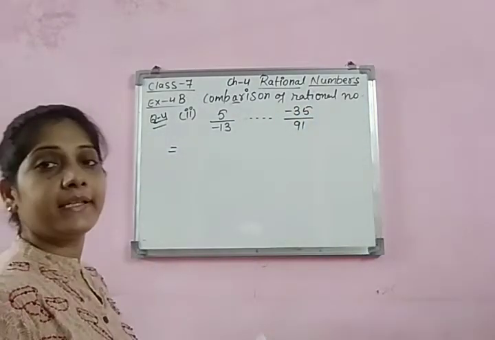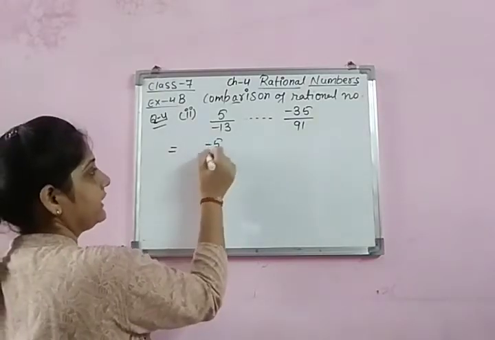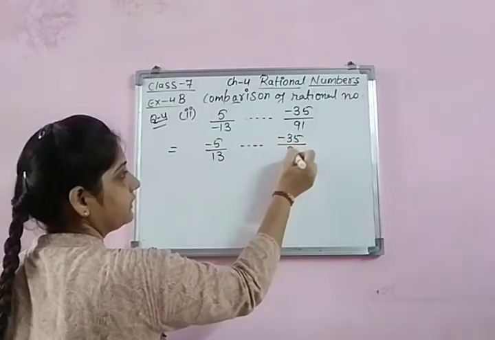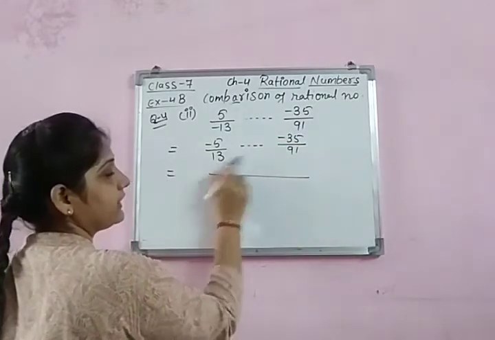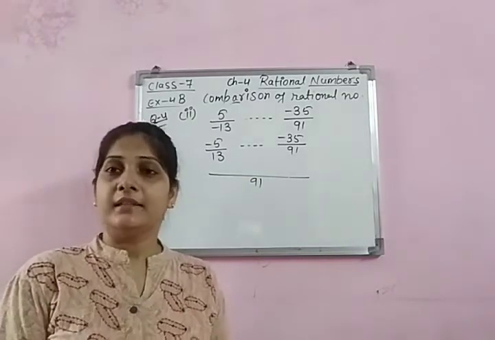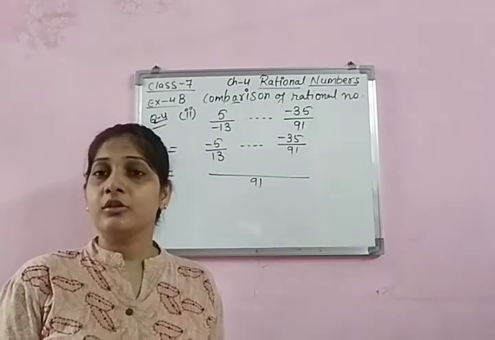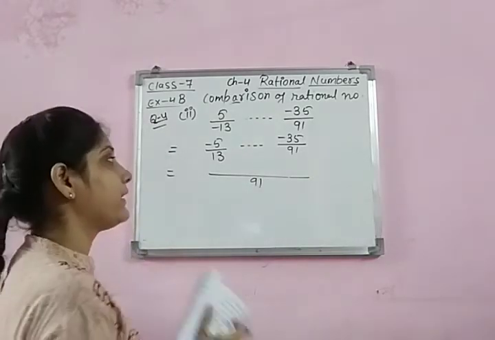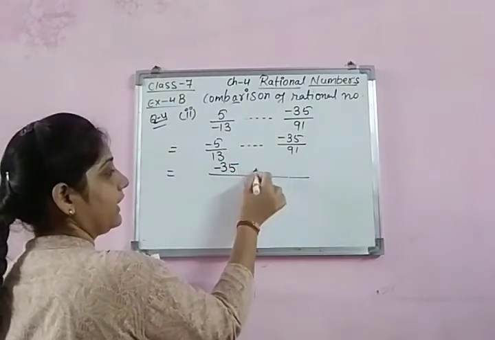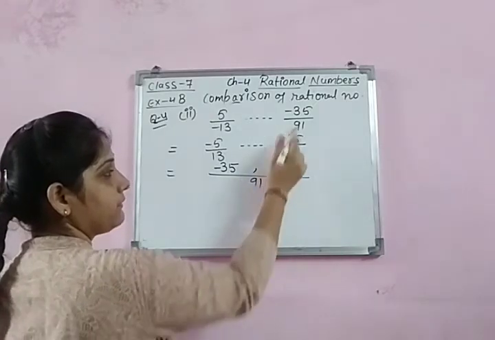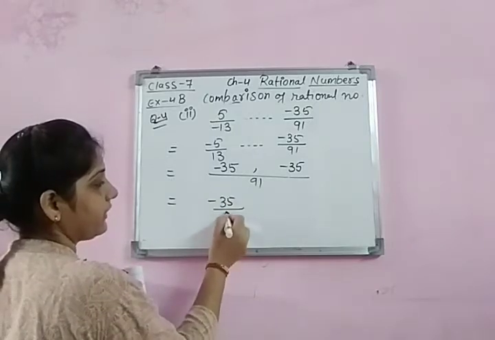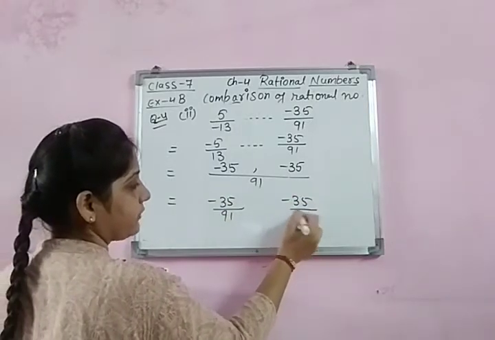Procedure is same. Make the denominator positive. So it is negative 5 by 13 and this is negative 35 by 91. When you are taking the LCM it will give me 91, because when both numbers are like this, one comes in the other's table, so the bigger one will be the LCM. Remember, 13 times 7 is 91 and 5 times 7 is 35, and this is 91 one time. So it will give me negative 35. I got negative 35 upon 91 and negative 35 upon 91.